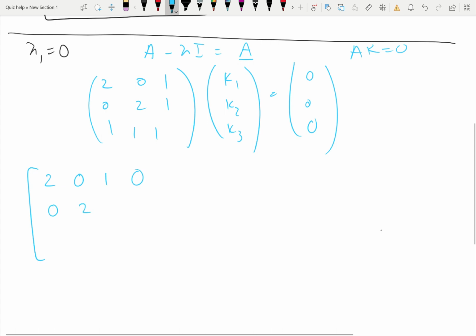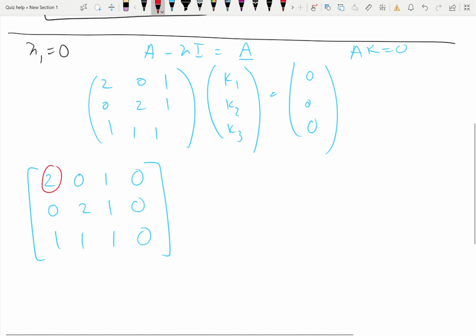So the augmented matrix is 2 0 1 0; 0 2 1 0; 1 1 1 0. Now what would you do first? First look at the pivot position. Here the pivot position is 2. It's a non-zero number, which is good, but ideally I would like to have it 1. But I don't divide by 2.